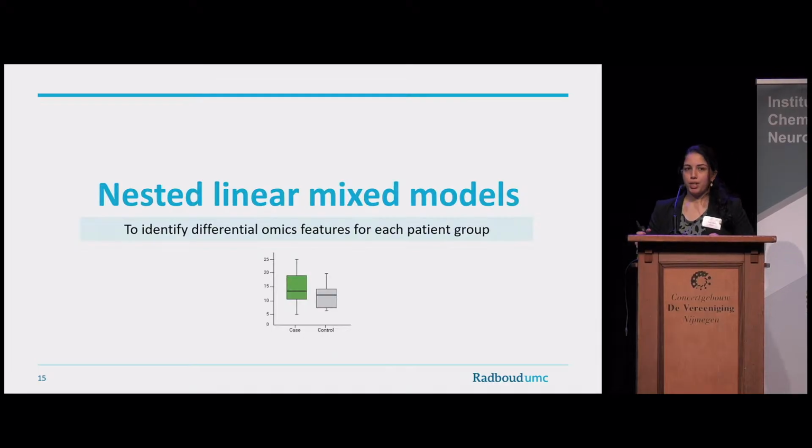Taking all of this information, we then moved forward to address the second research goal, which was to try and find the disease-related biomarkers. For that, we used nested linear mixed models. These models were useful as they also considered the hierarchical nature of our data, mainly the clones, biological replicates, technical replicates, and so on.